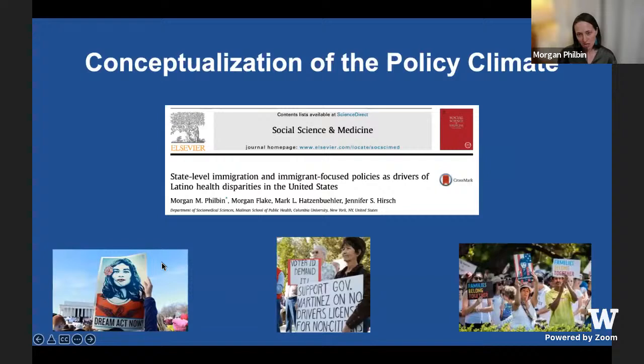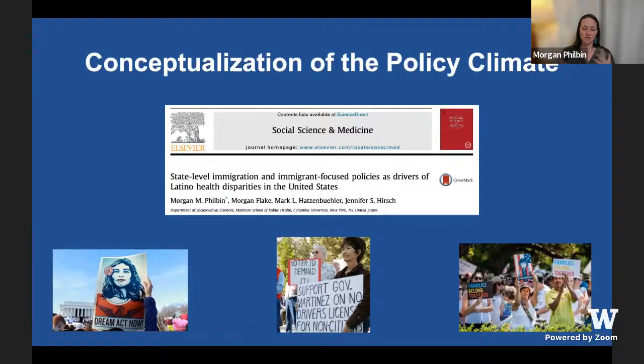So we started this project with a conceptual paper to really help us think through the pathways through which immigration policies might affect Latinx health. So for this paper, we first identified the landscape of state immigration policies, and then also policies that might differentially target Latinx health. For example, overtime pay for agricultural workers.